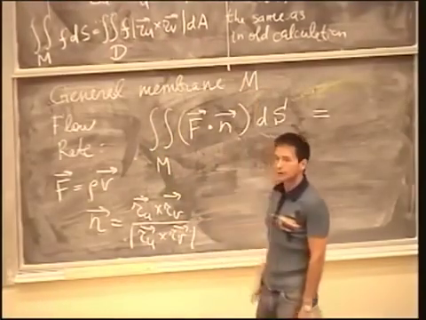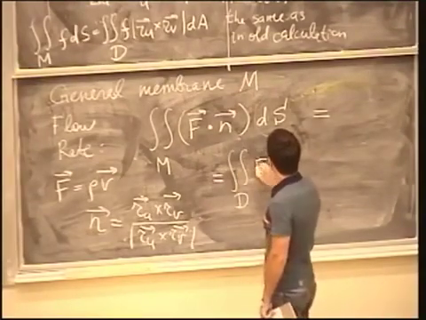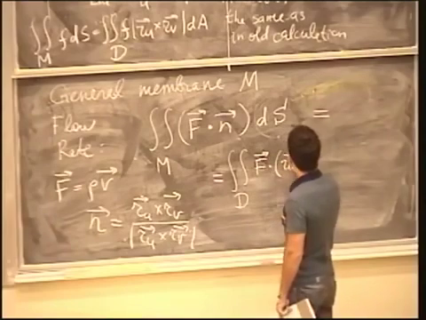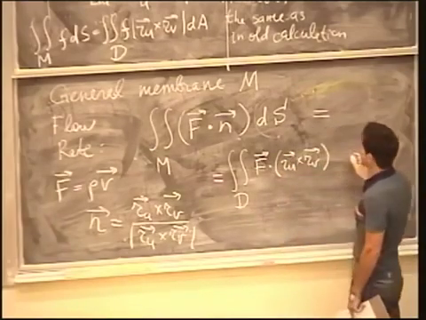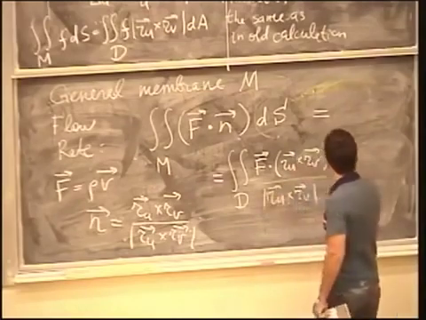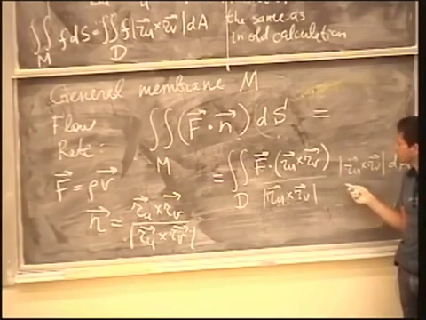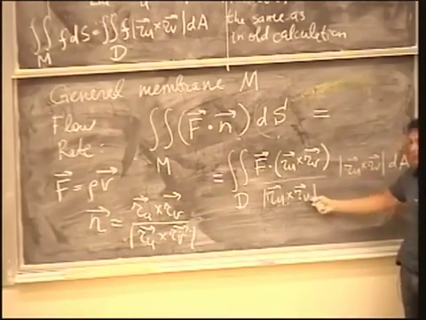So what's going to happen now, and it will have a very nice cancellation, we will have a double integral over D of F dot Ru cross Rv. Then we'll have to divide by this, the magnitude of Ru cross Rv. And then we'll have to multiply by the magnitude of Ru cross Rv dA. Do you see? It's kind of lucky because the same quantity appears in the numerator and denominator.